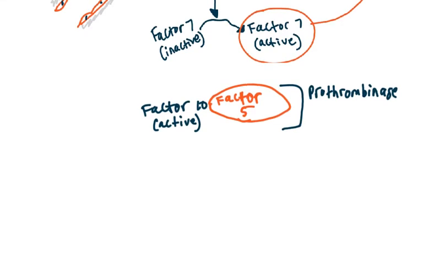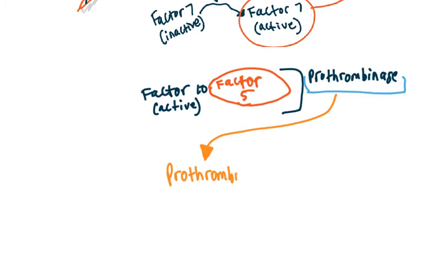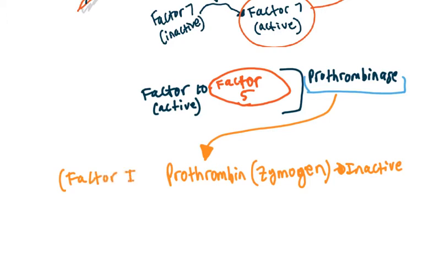Prothrombinase will then go to prothrombin and convert it to thrombin. This whole prothrombinase complex will come over here and find prothrombin floating in the blood. Remember, prothrombin is in the zymogen form, and all a zymogen means in this case is that it's in its inactive form. Let's write that down also: prothrombin is the inactive form of factor 2.